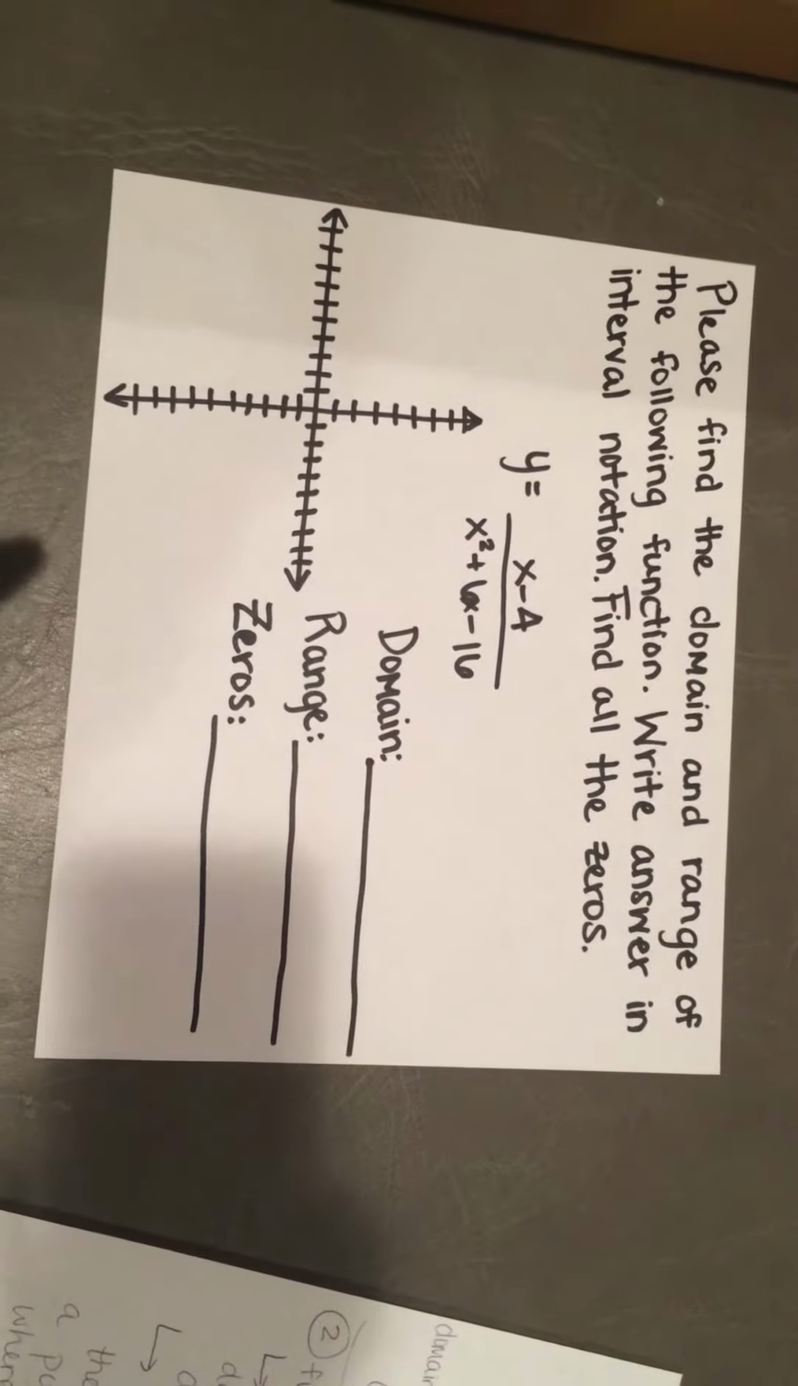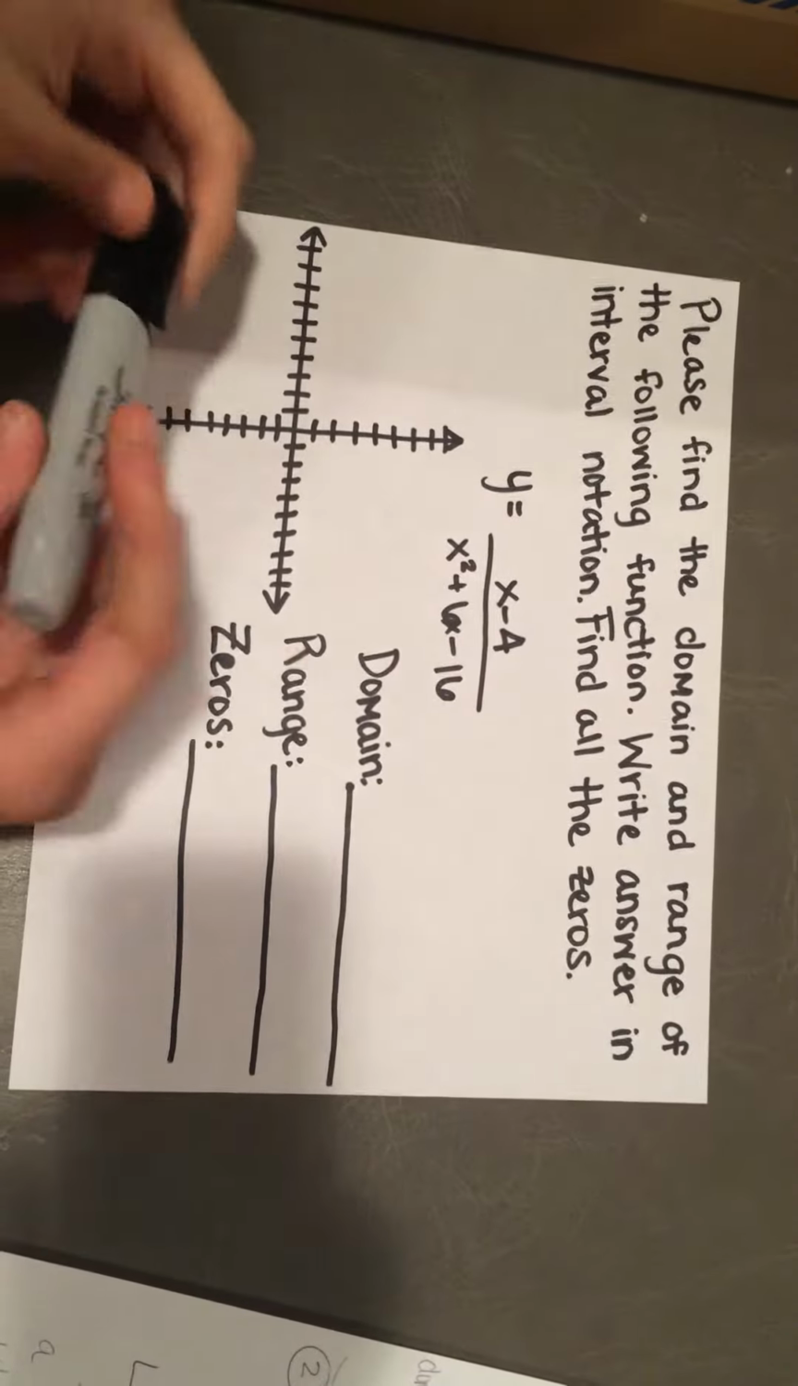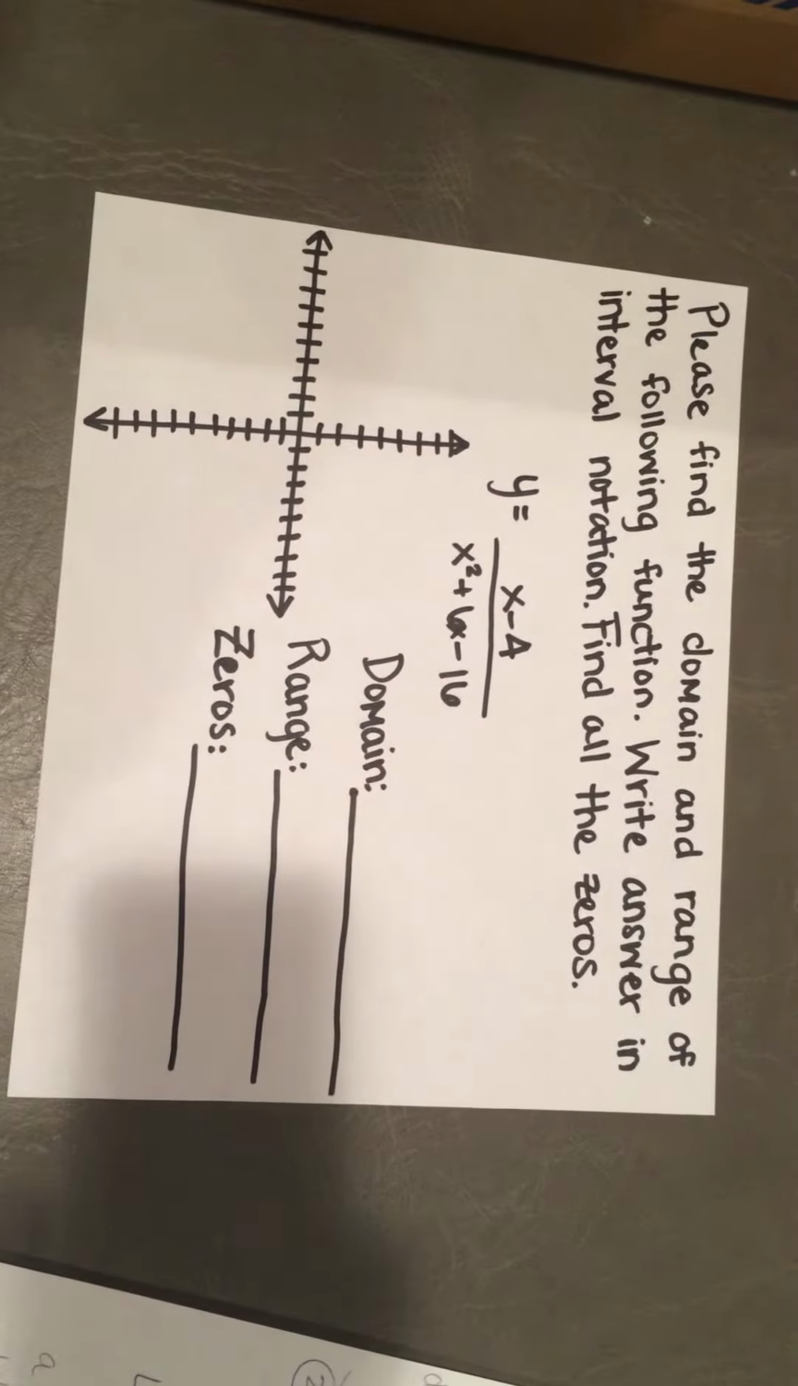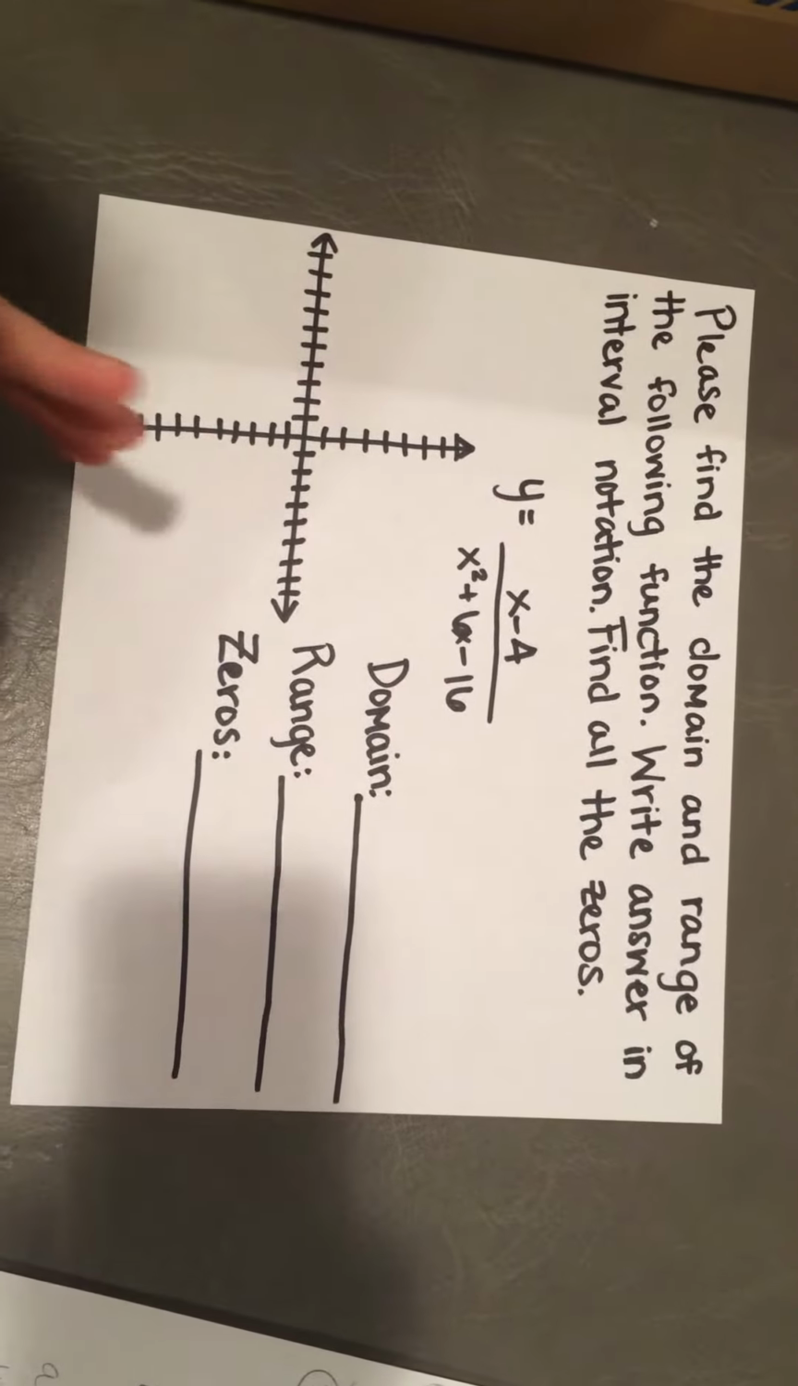Okay, so for this question, it said that I had to find the domain and the range of the following function and write the answer in interval notation. And then the second part of the question was to find all the zeros.